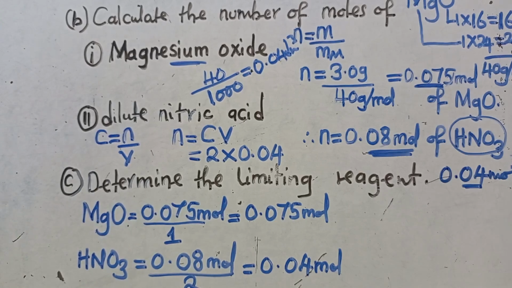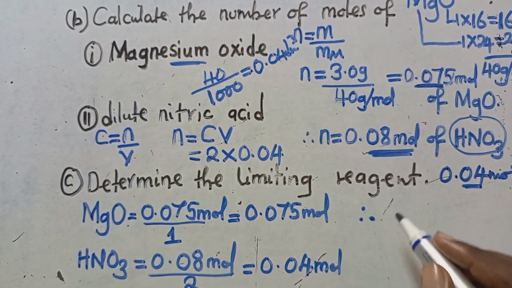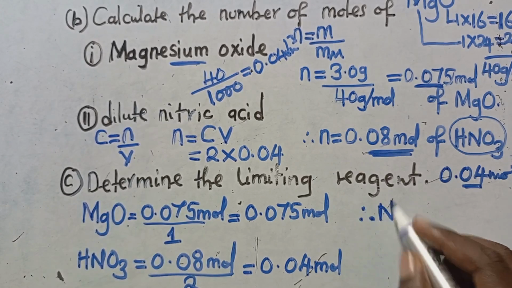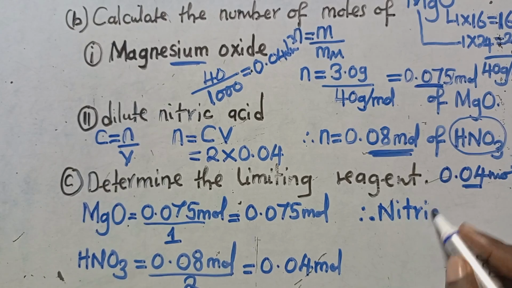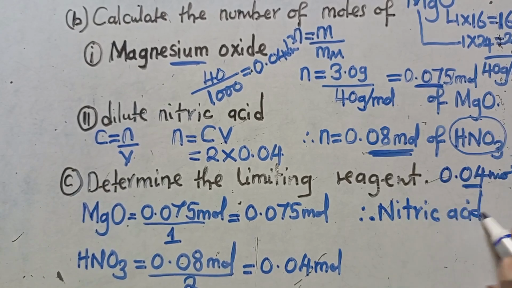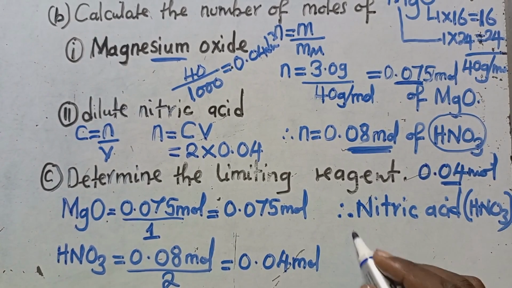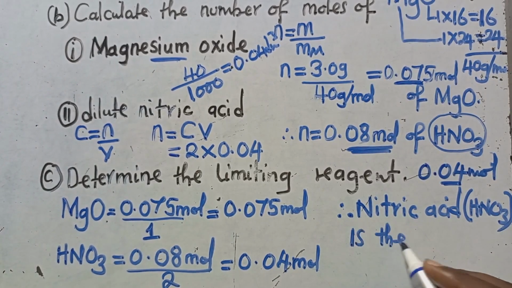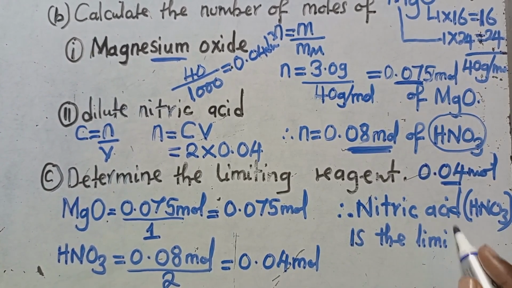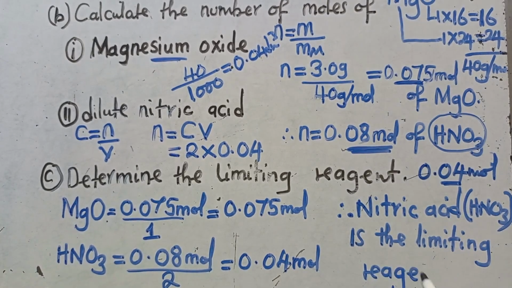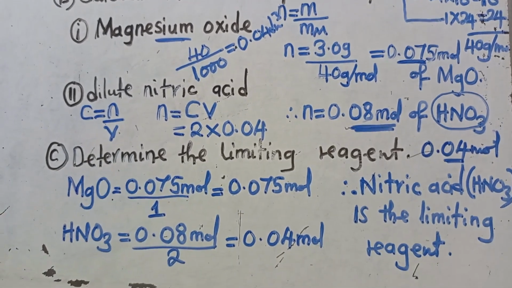Which one is the limiting reagent here? You're just going to tell me, therefore, nitric acid, which is HNO3. This one, nitric acid, is the limiting reagent. So this one is the limiting reagent. You need to be careful with such questions in an exam. So this is where we are going to end.